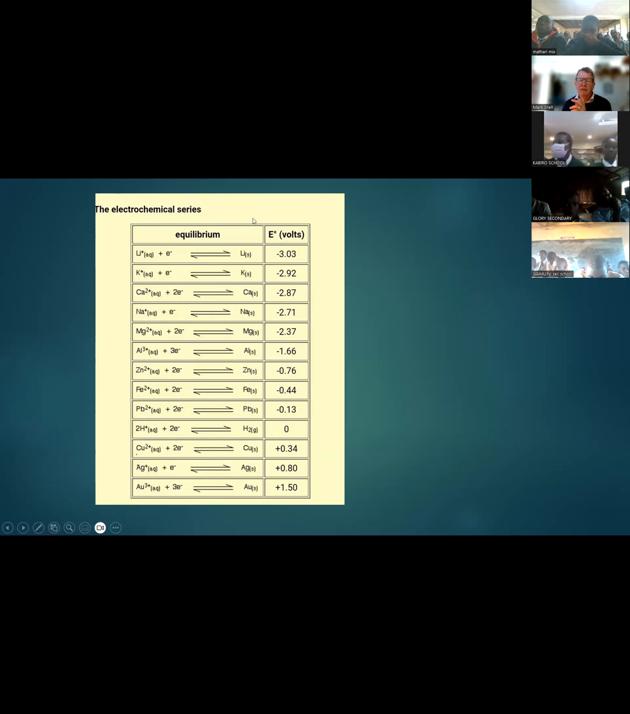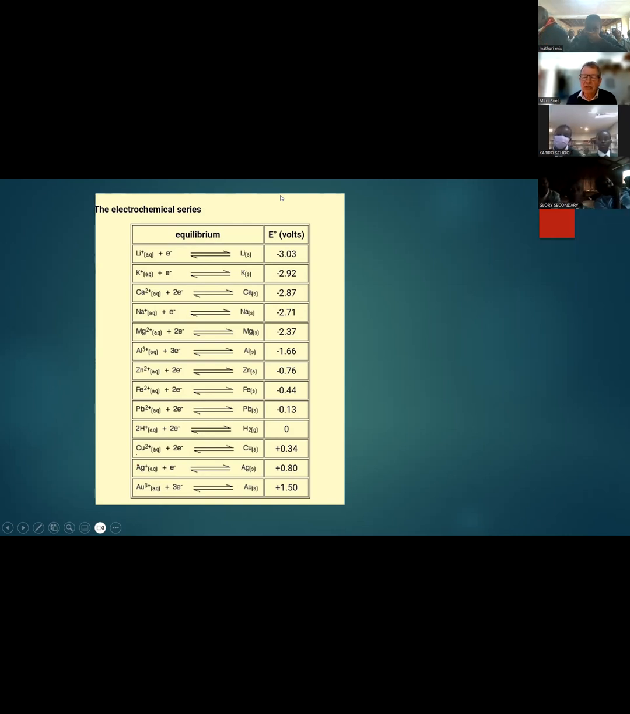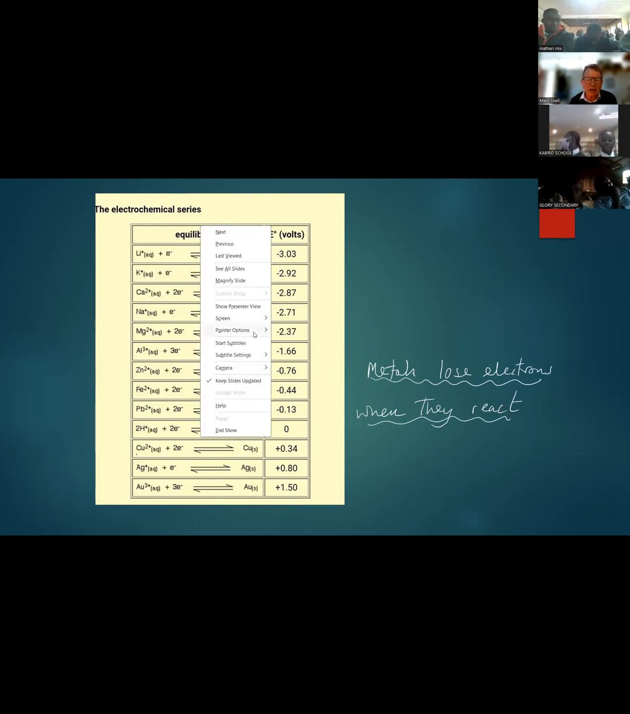Now, very, very important. We have to remember that metals lose electrons when they react. This is absolutely critical that you remember this. Metals lose electrons when they react. Now, that is really, really important that you remember that. Metals lose electrons. Now, if we look up the top, I'm just going to change my color.